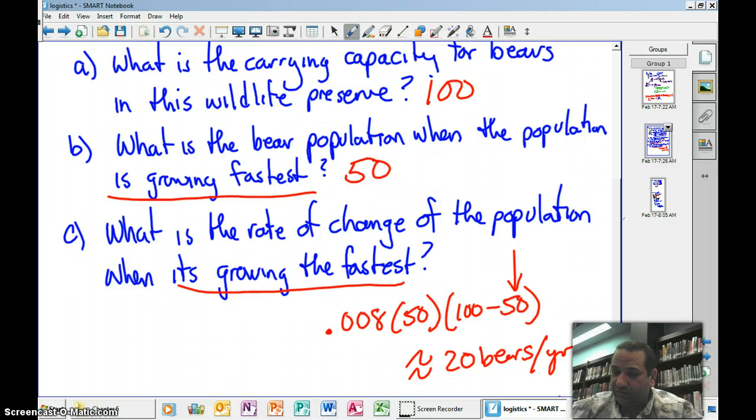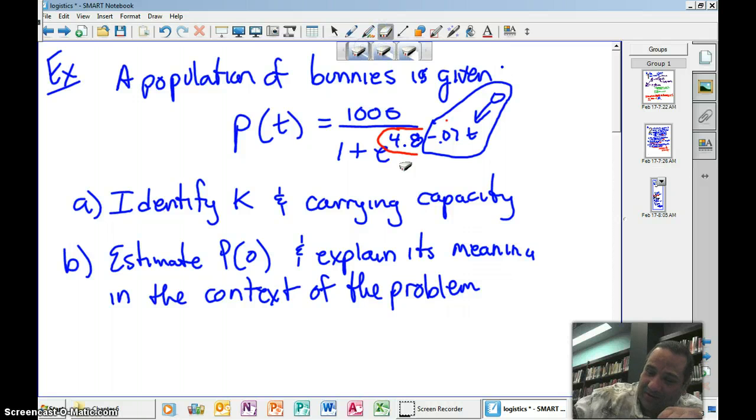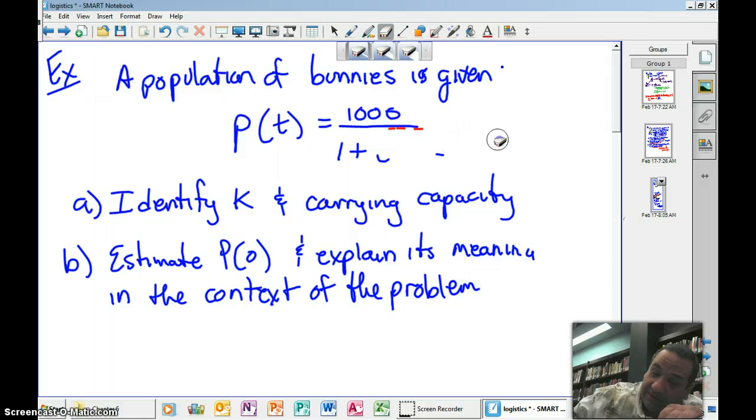So next. I don't even know what I'm looking at, to be quite honest with you. But here's a population of bunnies. I found it somewhere. There's different stuff here. Because it's bunnies, we've got to love it. We've got to love the bunnies.